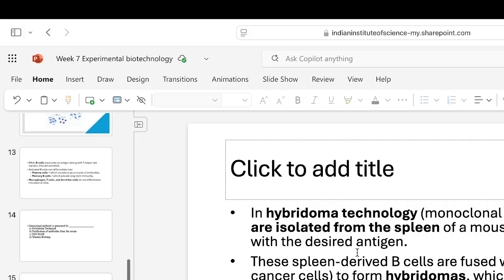The cells are derived from the spleen, and then they are fused with myeloma, and we have discussed this. So we'll come to the wrong options. Blood: two reasons, it could contain other B cells as well, so we'll not be able to specifically isolate the one that we are interested in. In liver, your B cell does not mature. Lymph node: although it contains B cells, we still use spleen.